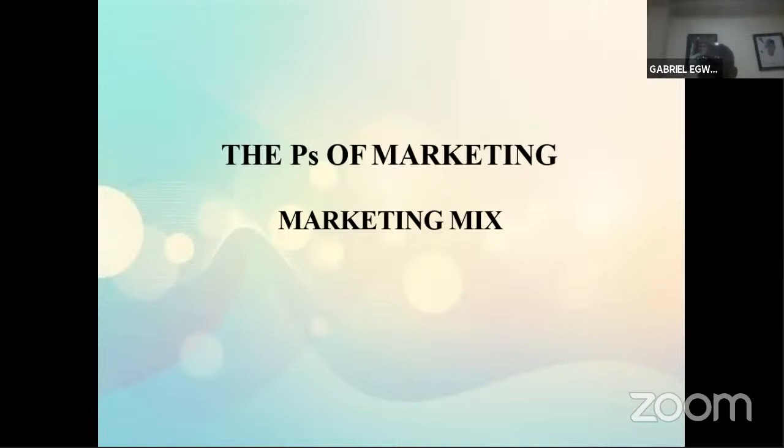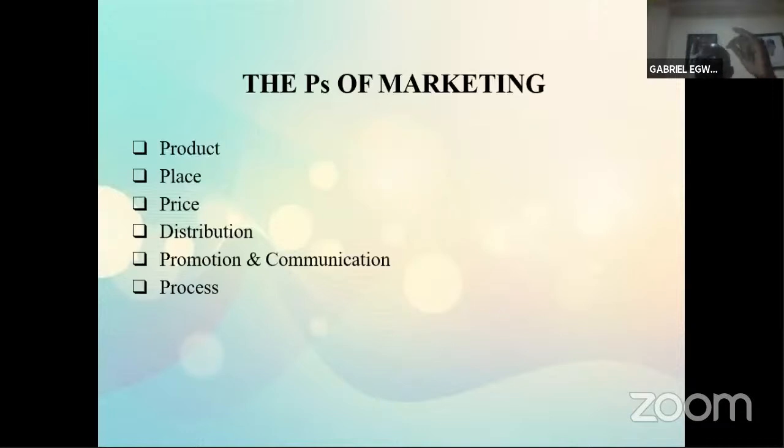There are about 6 P's of marketing in the marketing mix that we'll look at briefly as we go on. There's the product, which is this. There's the place. Where do you find the product? You understand? Local market, supermarket, bush market, depends on where. The price of the product, the distribution of the product, and how you promote and communicate that product.